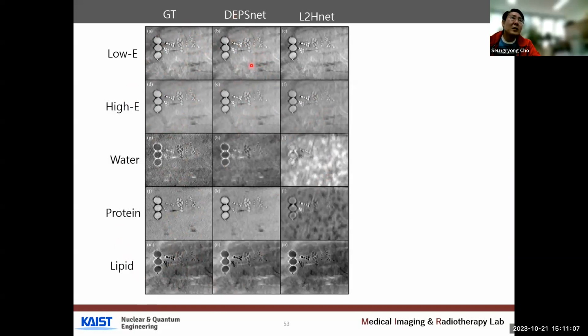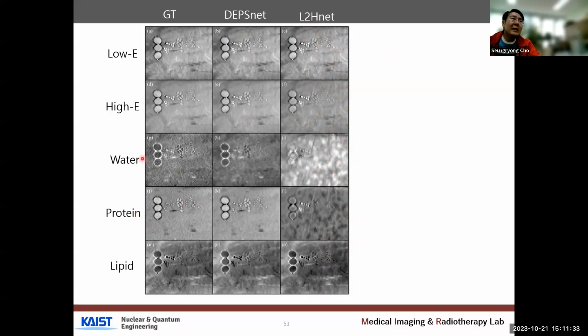Again, this low energy image is produced by use of the network. It's a synthesized low energy image and a synthesized high energy image. After decomposition, it looks pretty similar to the ground truth. However, another network that we implemented for comparison looks visually pretty similar in low energy and high energy, but after material decomposition, they largely fail, okay?